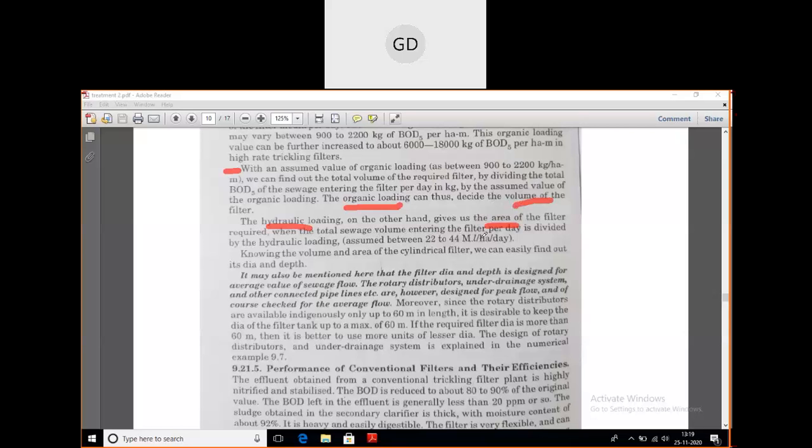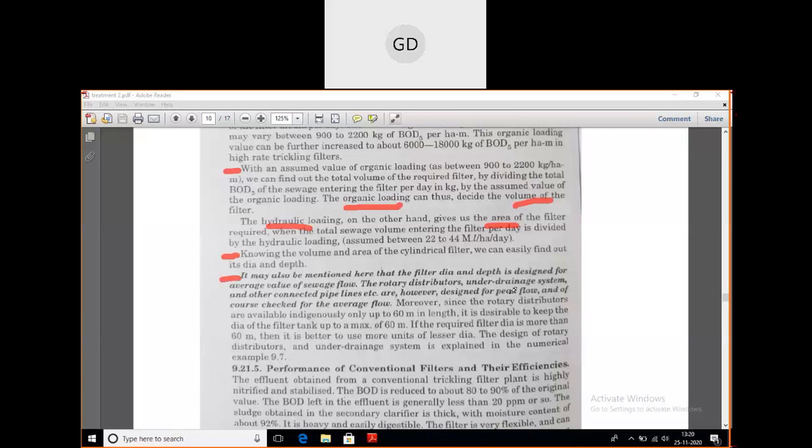So here, the total sewage volume entering the filter per media is divided by the hydraulic loading. So the formula is similar, but one is to find out the volume and the other is to find out the area. After you know the volume and the area of the cylindrical filter, we can easily find out the diameter and the depth of the filter. Again, you see it is mentioned here.